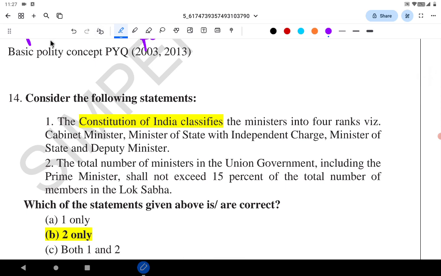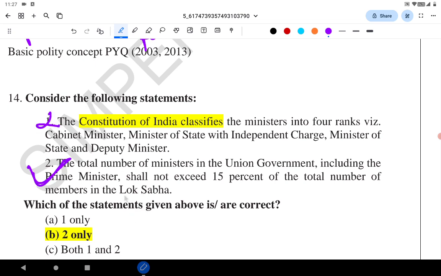Constitution of India classifies the ministers into 4 ranks: cabinet minister, minister of state, independent charge minister of state, and deputy minister. The total number of ministers in the union government, including the prime minister, shall not exceed 15% of the total number of members in the Lok Sabha. Second is correct. The first statement is wrong.